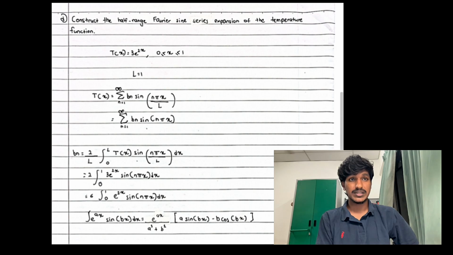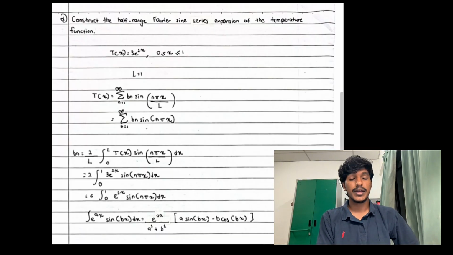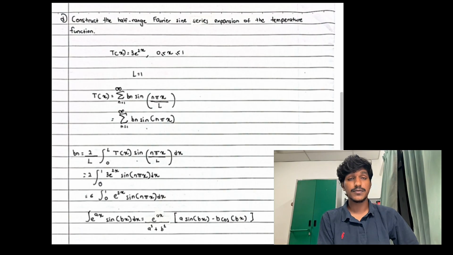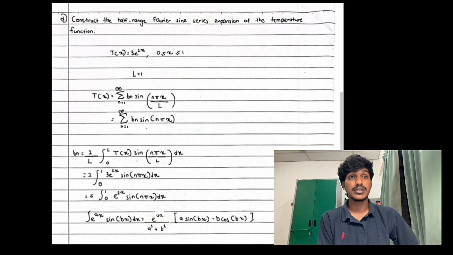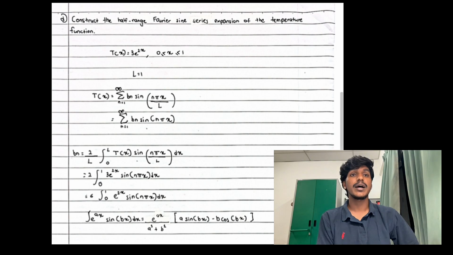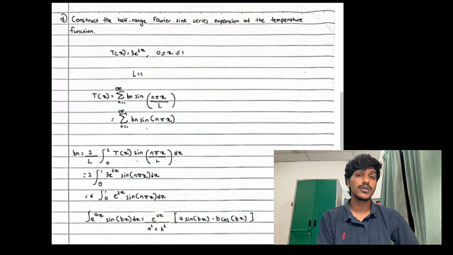We do this by setting up a specific integration formula. bn equals 2 times the integral of 3e^(2x) sine(n pi x) dx. Let's clean up that first. We can pull the constant out of the front, which gives us bn equals 6 times the integral of e^(2x) sine(n pi x) dx. The number 6 we get because 2 times 3 is 6.